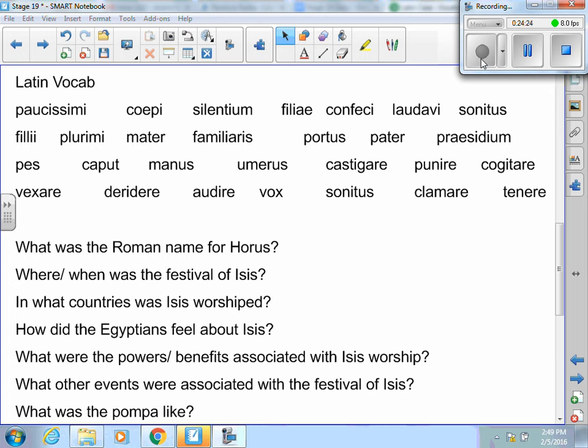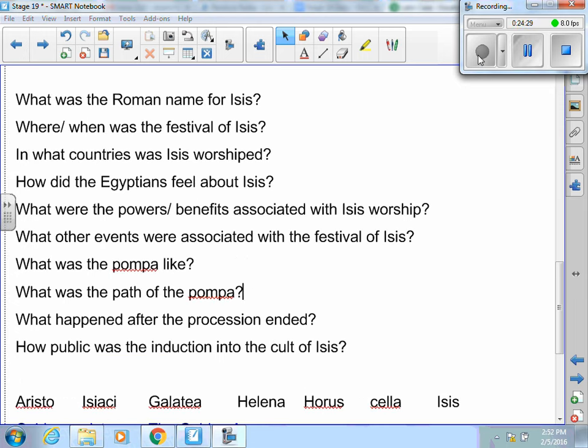What was the Roman name for Isis? That would have been Serapis. Where and when was the festival of Isis? The festival of Isis began in March, I think it was March 5th, where obviously it was held in Egypt. In what countries was Isis worshipped? Well, she started in Egypt and then moved throughout the Roman Empire, so many other countries.